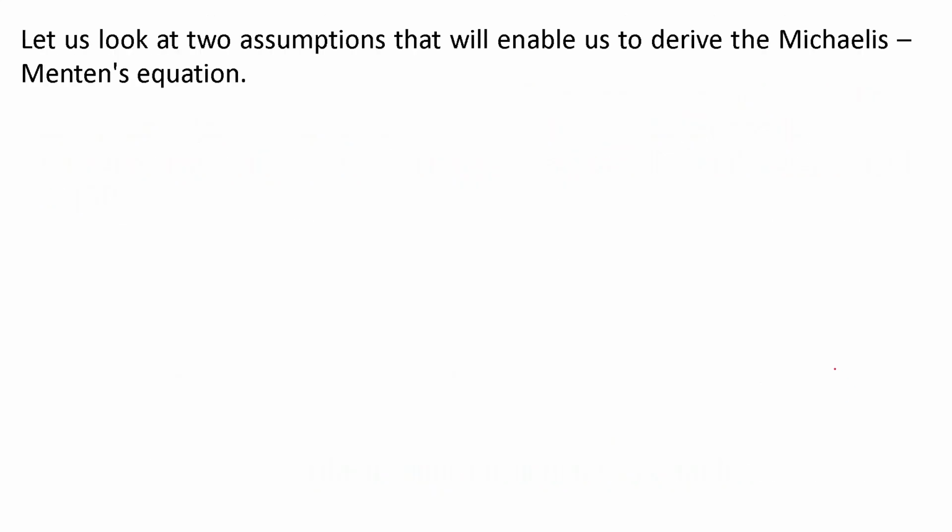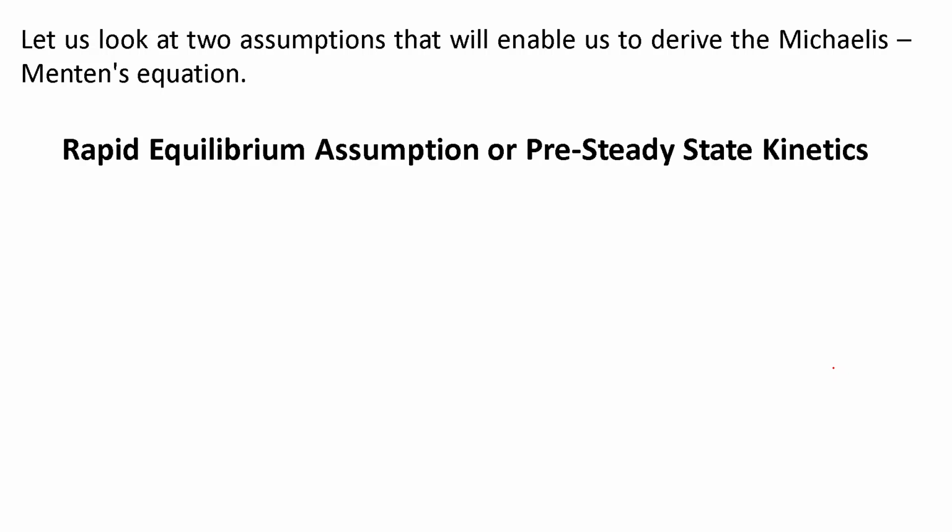So having that at the back of our mind, we are going to look at two assumptions which will enable us to derive the Michaelis-Menten equation. The first assumption we are going to look at is the rapid equilibrium assumption, or what we call the steady state kinetics.